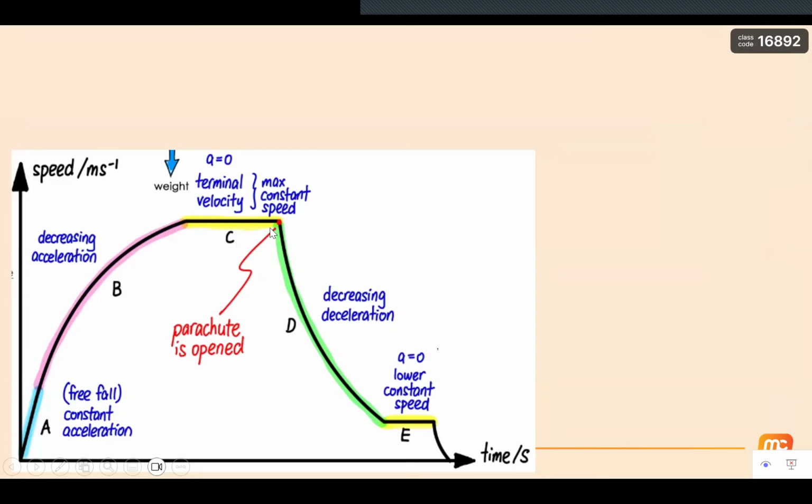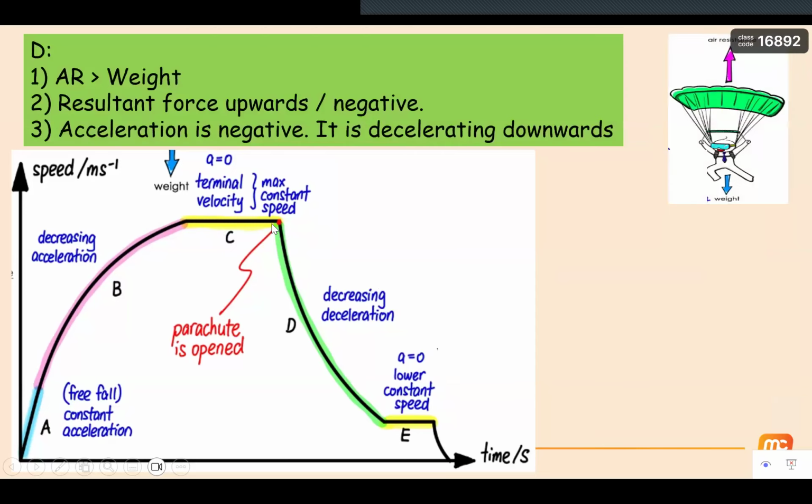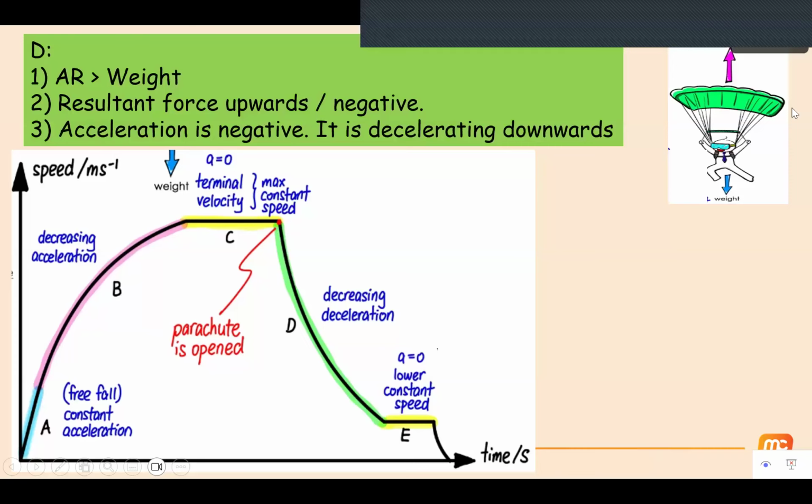Once he has reached terminal velocity, the next step is that the parachutist needs to open the parachute. Once he opens the parachute, because of the large surface area of the parachute, the amount of air resistance is now going to increase significantly. So now let's talk about the individual forces on this parachutist again. We will know that the air resistance is now much larger than the weight. This is the individual force. Then what happens to the resultant force? The resultant force is now upwards. It's no longer downwards.